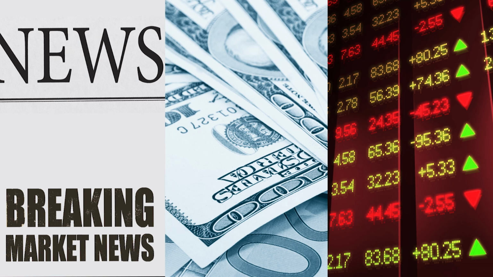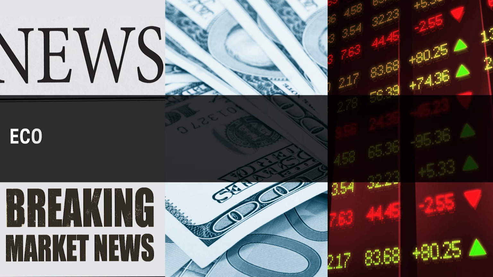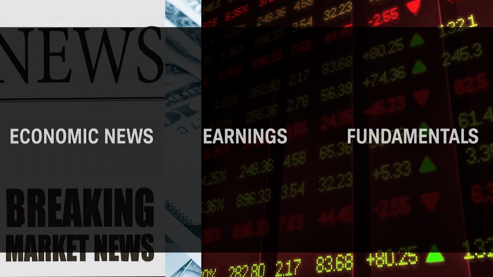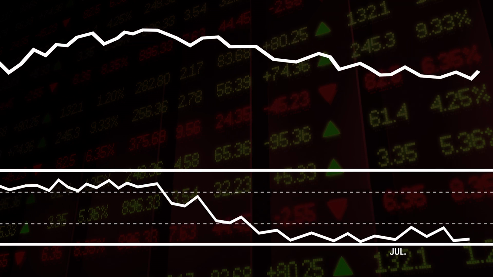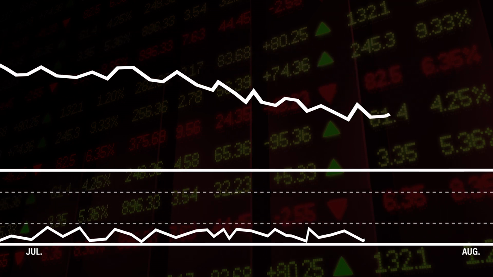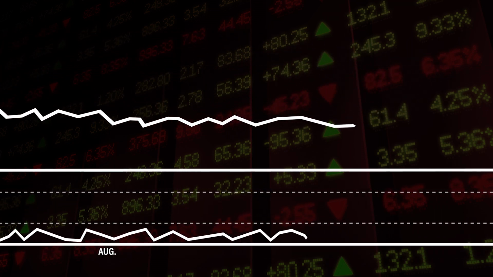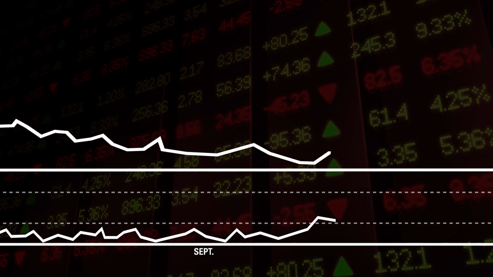This is because RSI can't factor in events that influence a stock's price, such as economic news, earnings, and other fundamental aspects. Additionally, RSI can remain overbought or oversold for long periods of time. So even if a divergence suggests that a stock might move a certain direction, there's no guarantee.